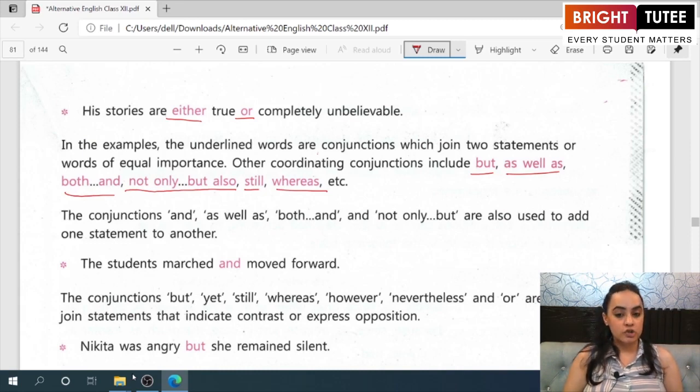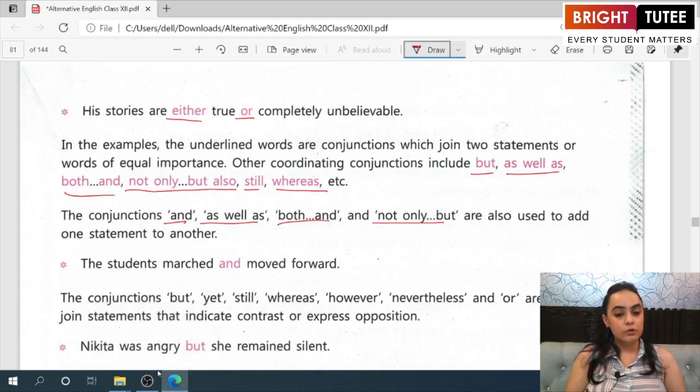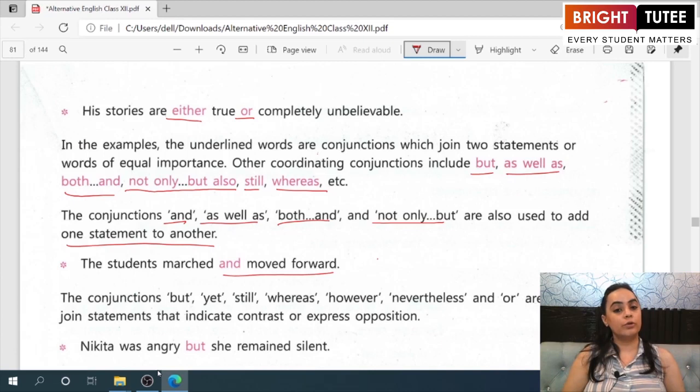Now the conjunctions and, as well as, both and, not only but also, these conjunctions are also used to add one statement to another. So we use these conjunctions when we have to add on a statement to something. The students marched and moved forward. What is the statement that I have added? That the students moved forward.